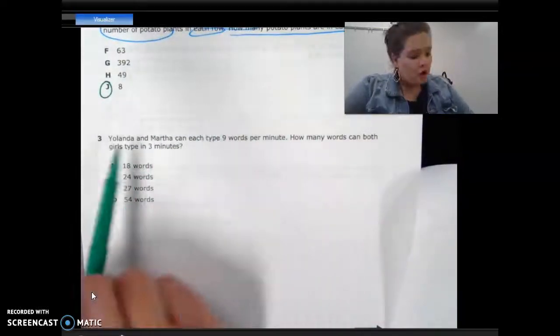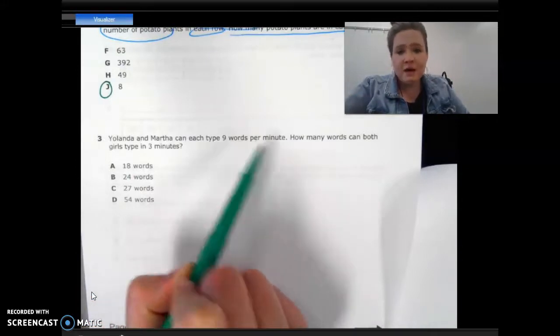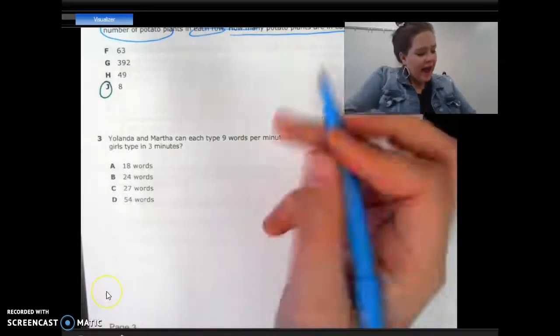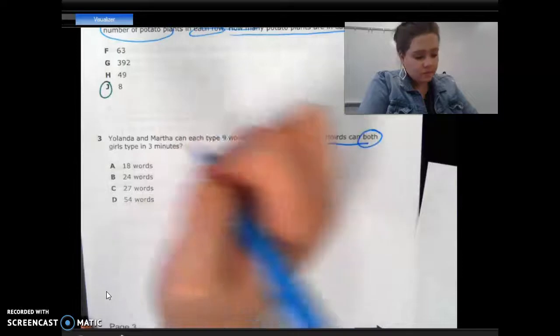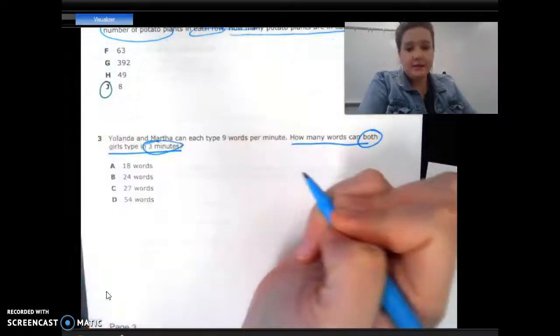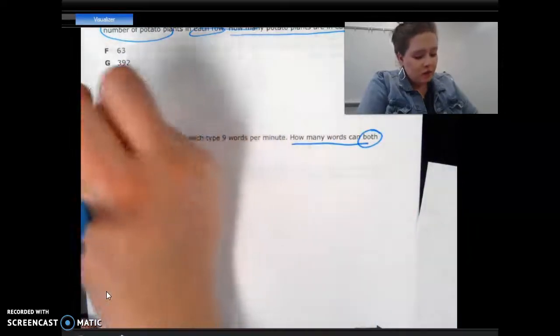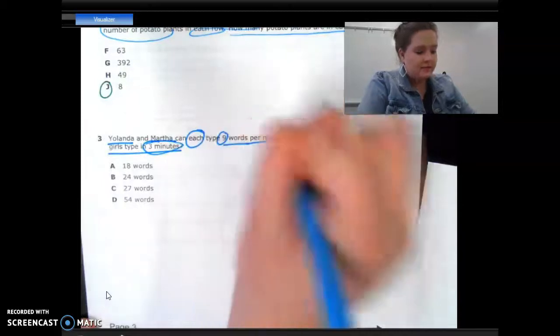Okay, Yolanda and Martha can each type 9 words per minute. How many words can both girls type in 3 minutes? Okay, how many words can both girls type in 3 minutes? All right, well, I know that Yolanda and Martha each type 9 words per minute.